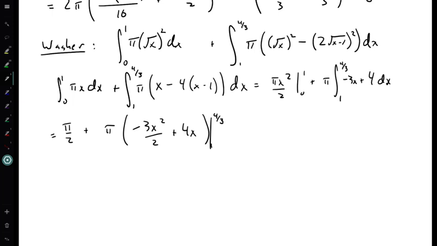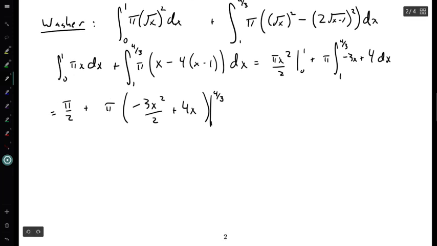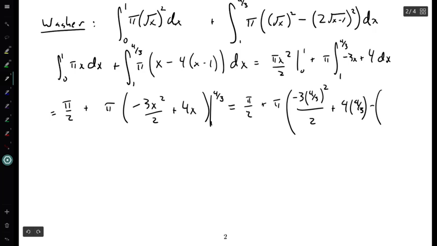Certainly not the neatest computation we could do, but let's push through it. Let's see, pi over 2 is going to float around out front for a while, plus pi times, evaluating at 4/3, we're going to have minus 3 times 4/3 squared over 2 plus 4 times 4/3. Now we need to subtract the thing evaluated at 1. So evaluating at 1 is nice and simple here. We're left with minus 3/2 plus 4.